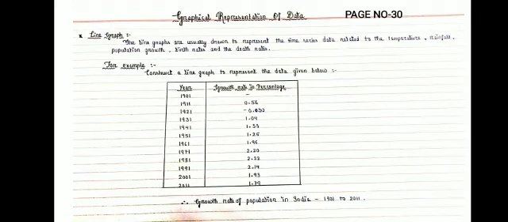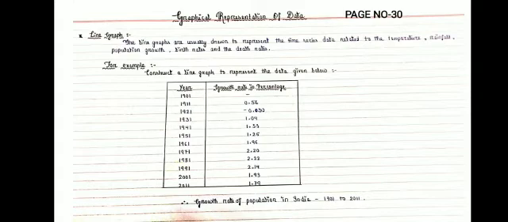What is a line graph? Actually, line graphs are usually drawn to represent time series data related to temperature. It may also be related to rainfall, population growth, birth rates and death rates, etc. Here is one example: construct a line graph to represent the following data.